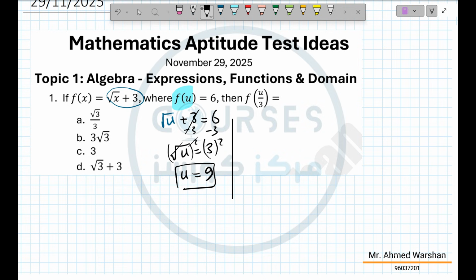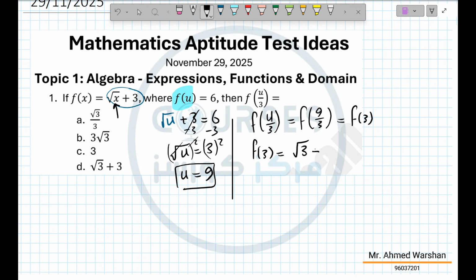What does he want? He wants f of u over 3. We got u to be 9. So that's f of 9 over 3, which is f of 3. So we just need to calculate f of 3. So we're gonna plug x for 3. So f of 3 will be square root of 3 plus 3. Okay, now we need to add these. Actually, we don't. The answer is right there. It's D.